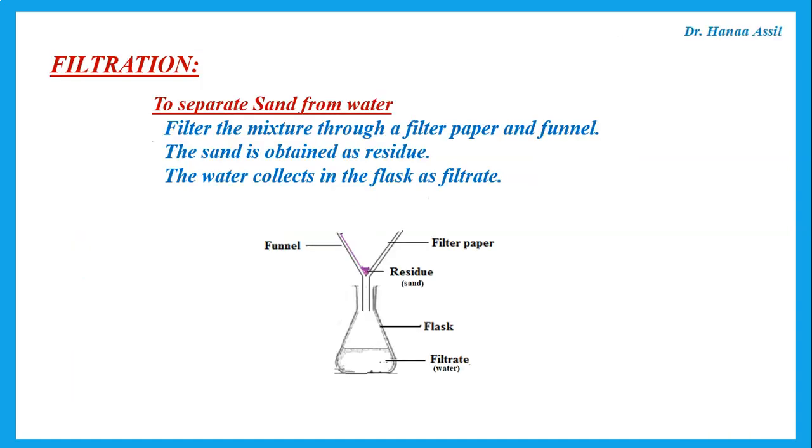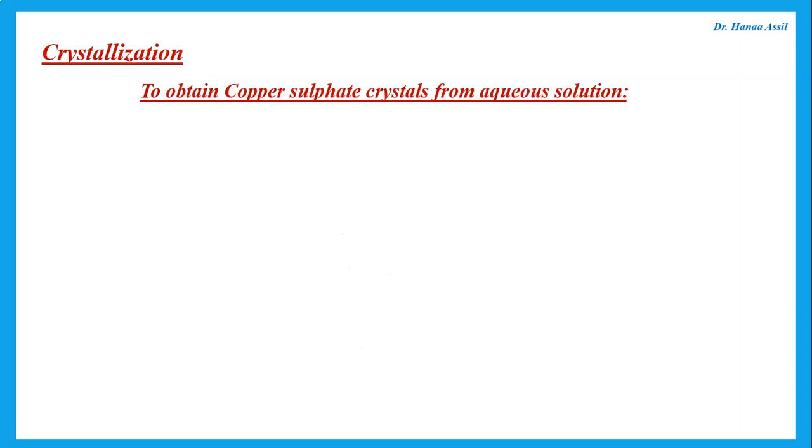So, for example, if I want to separate sand from water, that's a mixture. Sand is insoluble in water, so we use filtration. We filter the mixture through a filter paper and funnel. Of course, the sand will remain in the filter paper, and that's what we call the residue. And the water will go down into the flask, and that is what we call the filtrate.